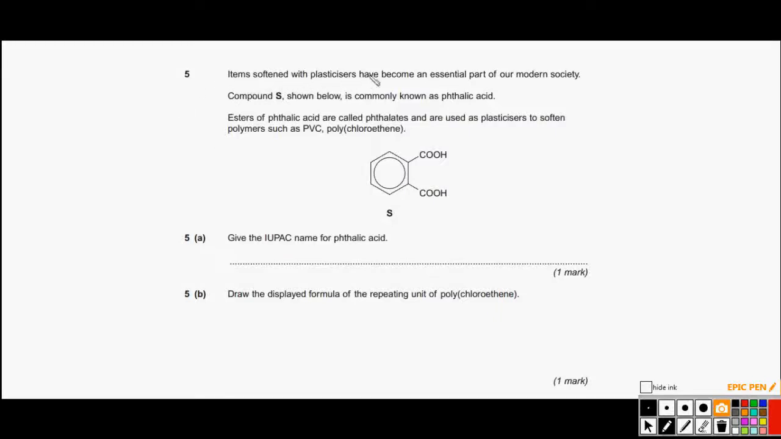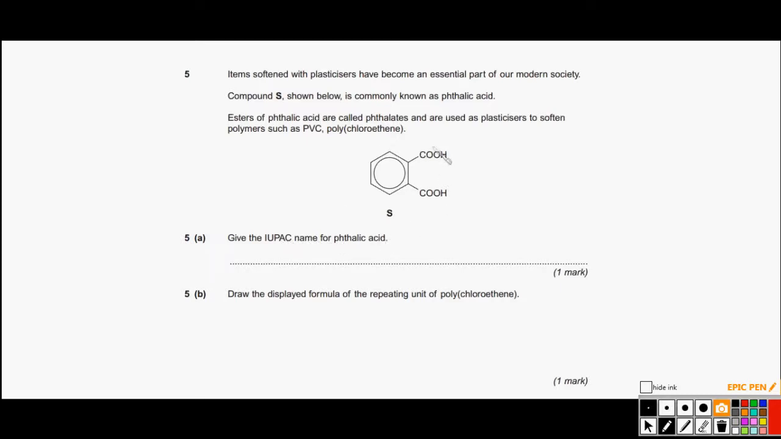Items softened with plasticizers have become an essential part of our modern society. Compound S, shown below, is commonly known as phthalic acid. Esters of phthalic acid are called phthalates and are used as plasticizers to soften polymers such as PVC, polychloroethene. Give the IUPAC name for phthalic acid.